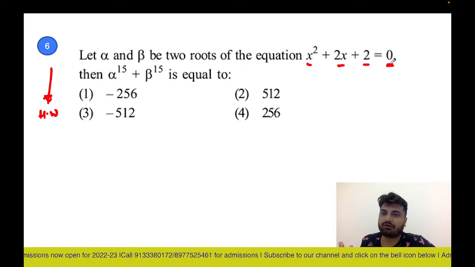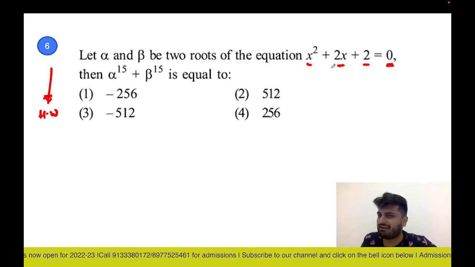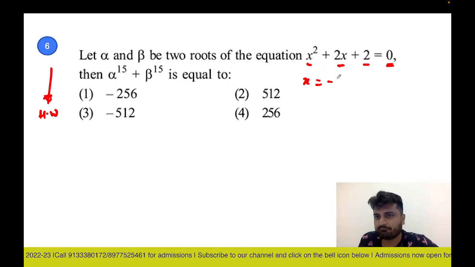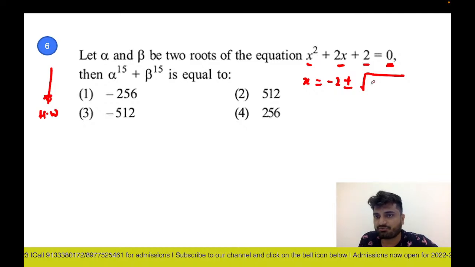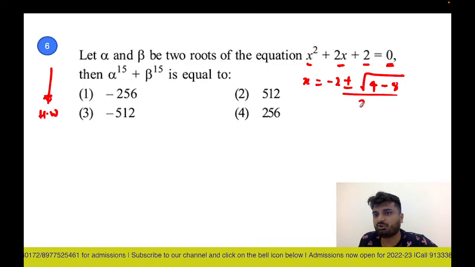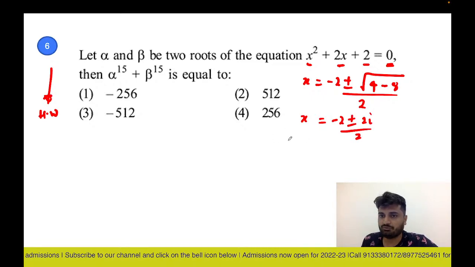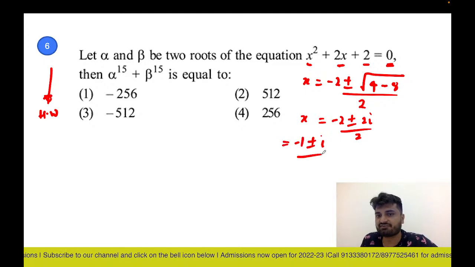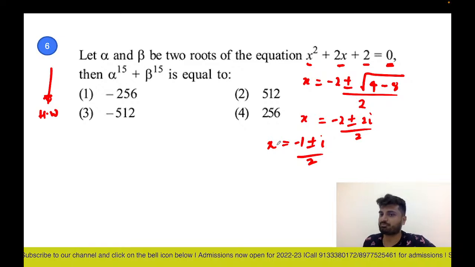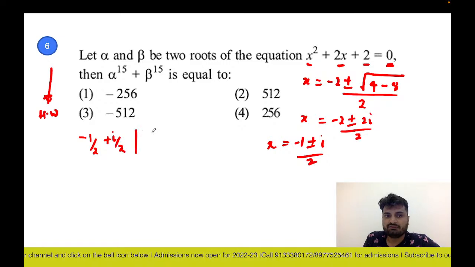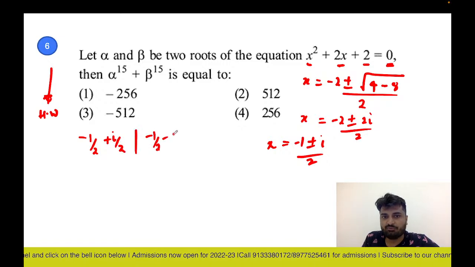So again, we need to find out what the roots are. To find them, there are various methods. One is you can simplify this quadratic using x equal to minus b plus or minus under root of b square minus 4ac, by 2a. 4 into 2 is 8. So we will get x equal to minus 2 plus or minus root of minus 4 by 2, which is minus 1 plus or minus i. Those are the roots basically. So one root is minus 1 plus i, the other root is minus 1 minus i.